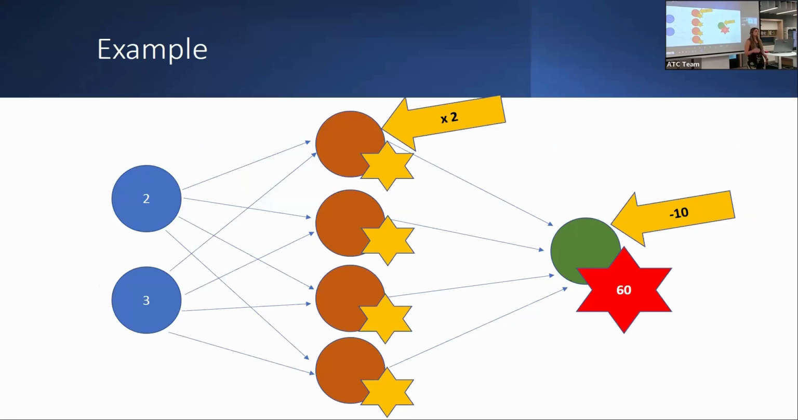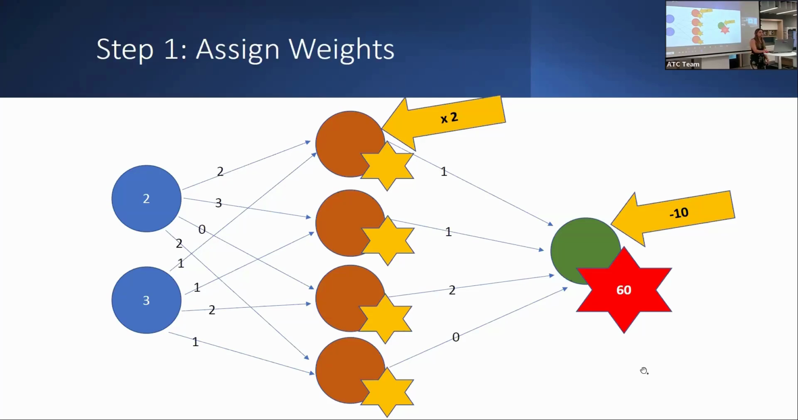I'm using the same example we used previously, where we started with an input of 2 and 3, output of 60, same activation functions. So we know that we need to get to 60, right? So that is our desired output. First step is assign weights. So I randomly, usually when you start off with gradient descent, you just randomly assign weights. There are methods to initialize your weights in a more optimal way, but I just did it randomly for this example.